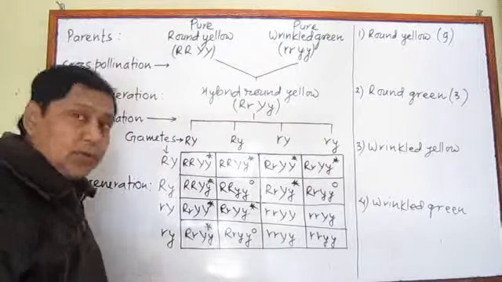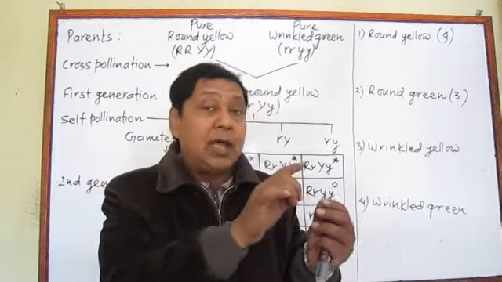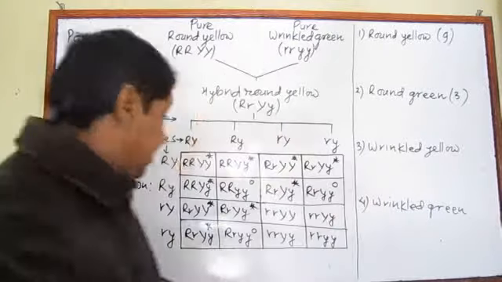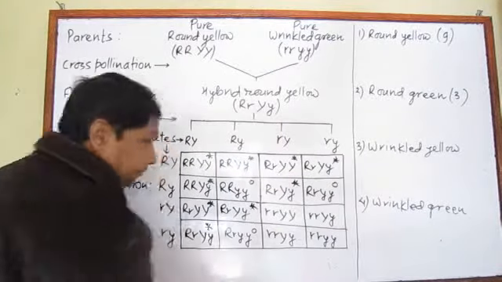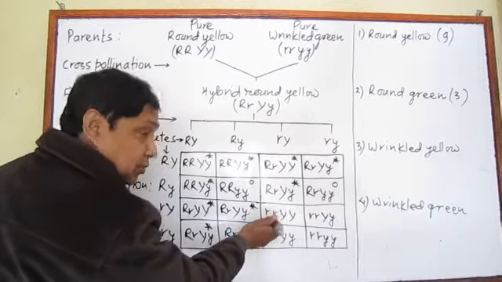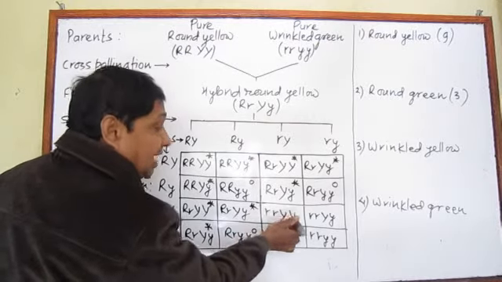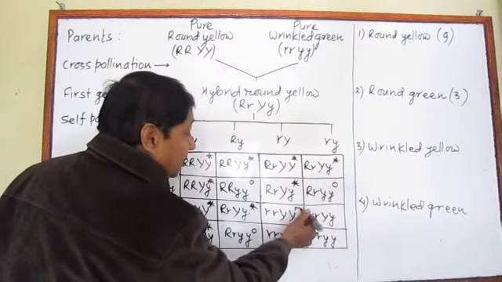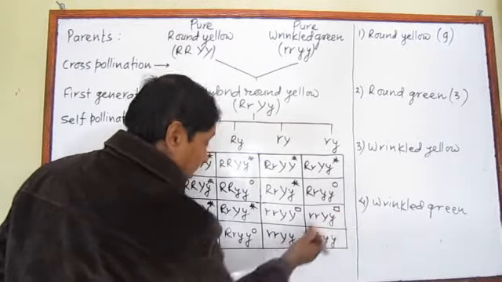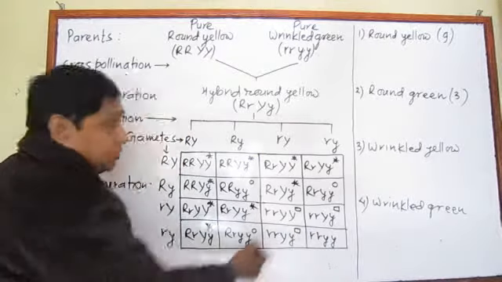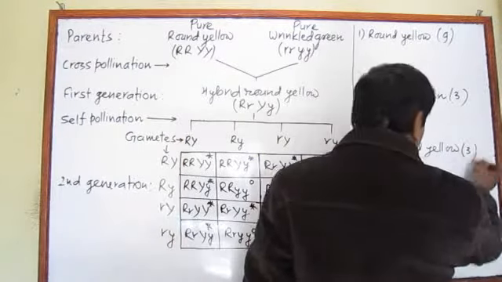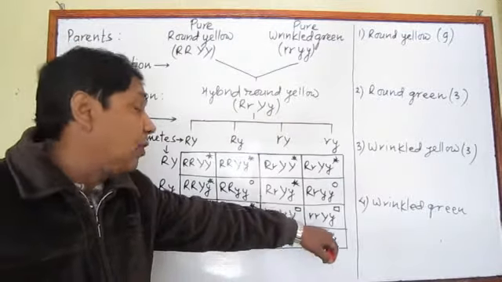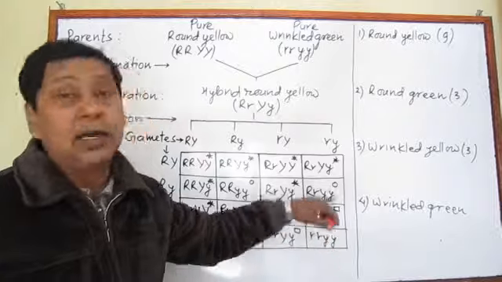Now, wrinkled yellow. To be wrinkled, both the R should be small, and to be yellow, at least one of the Y should be capital. Now, these 4 are left. Look at this. Both the R is small, it is wrinkled, both the Y is capital, wrinkled yellow. This is wrinkled, one of the Y is capital, yellow. Wrinkled yellow, I am marking differently here. Wrinkled yellow. Out of the 16, 3 are wrinkled yellow. And lastly, only 1 is left. Both R is small and both Y is small. What it means? It is wrinkled green.